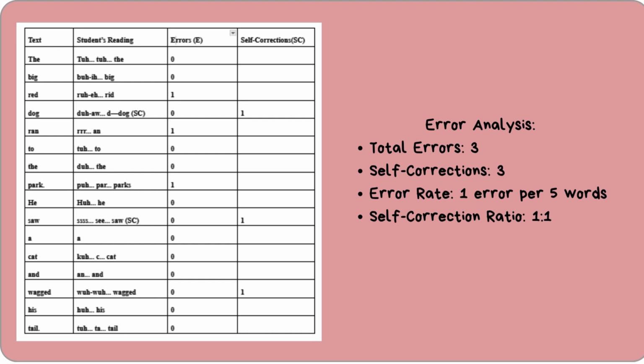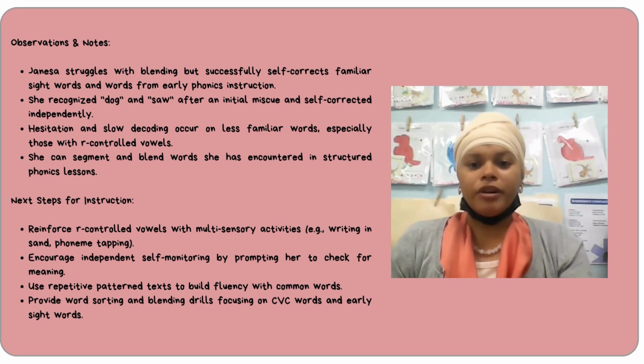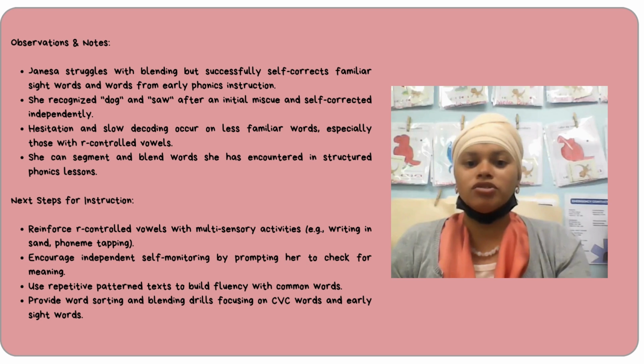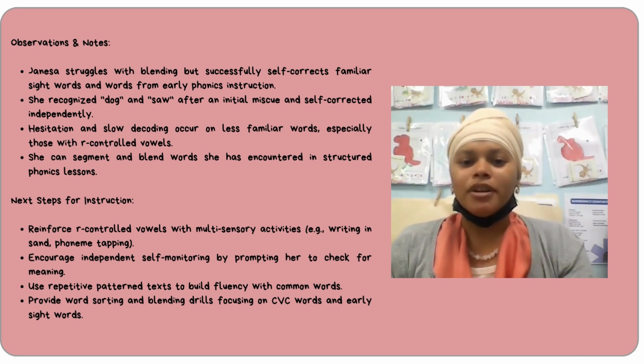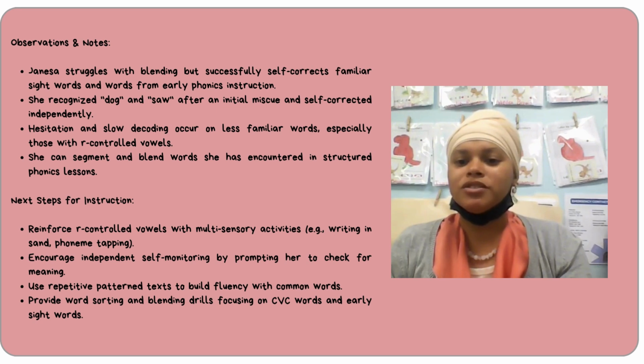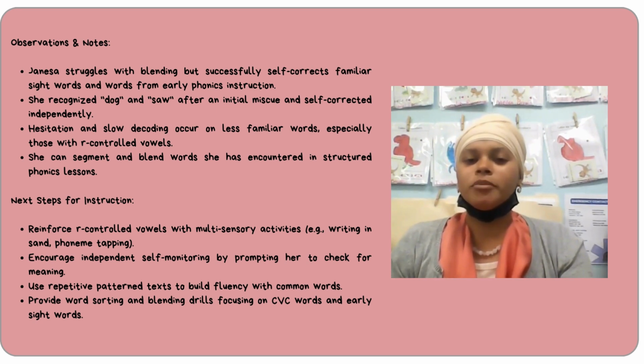On the screen, you'll see a sample running record with error analysis. Based on this running record, the next steps for Janessa could include 1. Reinforcing R-controlled vowels through multisensory activities such as using letter tiles or drawing attention to these patterns in text. 2. Encouraging self-monitoring for meaning, which means helping her check whether the words she reads make sense in the context of the story. This example highlights how to identify patterns in a student's reading and use that information to inform your teaching. Running records give valuable insights into your students' reading development and provide the targeted support they need to grow as readers.